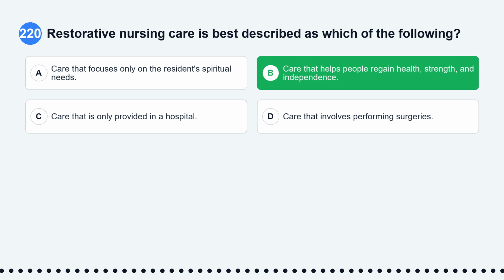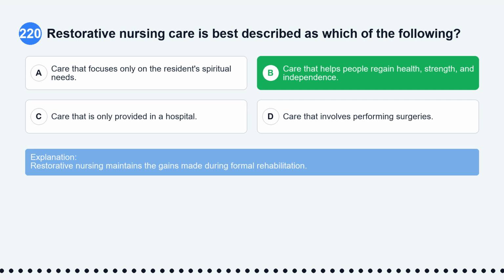The correct answer is option B. Care that helps people regain health, strength, and independence. Restorative nursing maintains the gains made during formal rehabilitation.